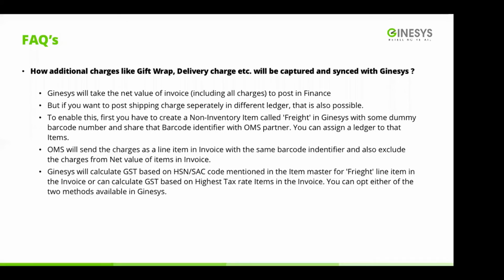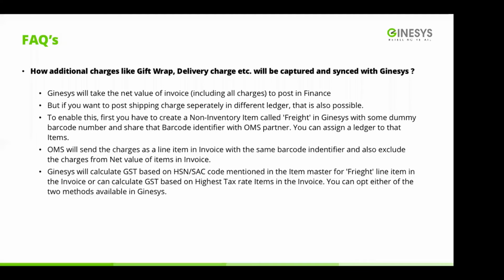with the same barcode identifier, also excluding the charges from the net value of the item in the invoice. So for example, if the sale price is 100 for a product and 10 is charged for shipping, the net value is 110 rupees previously. Now, if retailers want to post the charge in a separate ledger, then the invoice will have two items. One for the product, value will be 100 rupees. The second item will be the freight item with that predefined barcode identifier with 10 rupees as a value. Overall total net value will be 110.